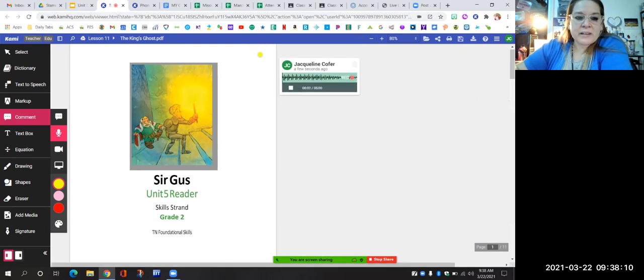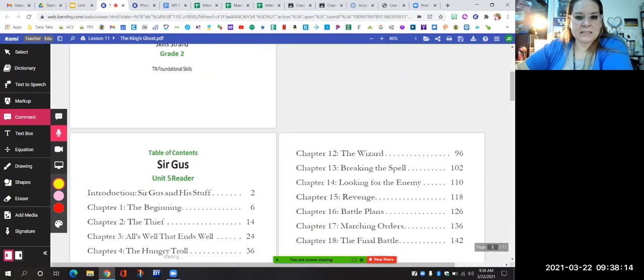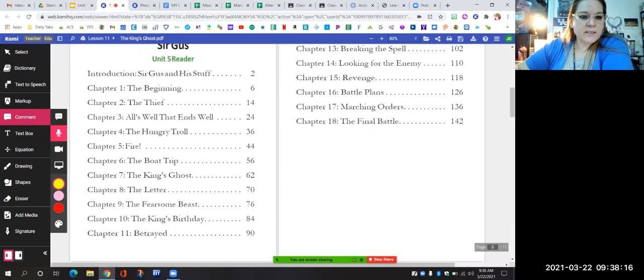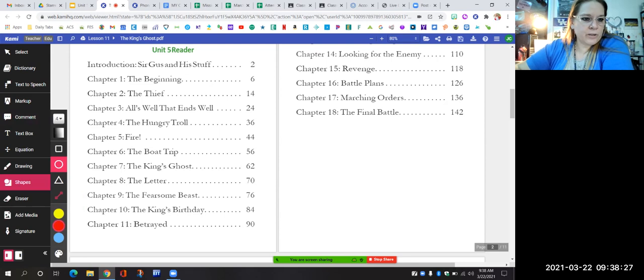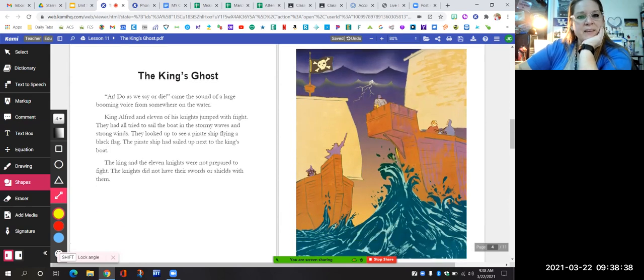Okay, so our story from the reader, Sir Gus, that we're going to read today is called The King's Ghost, Chapter 7, The King's Ghost, and it starts on page 62, and I'm going to actually highlight that for you. Right there, The King's Ghost, page 62. Okay, here we go. The King's Ghost.